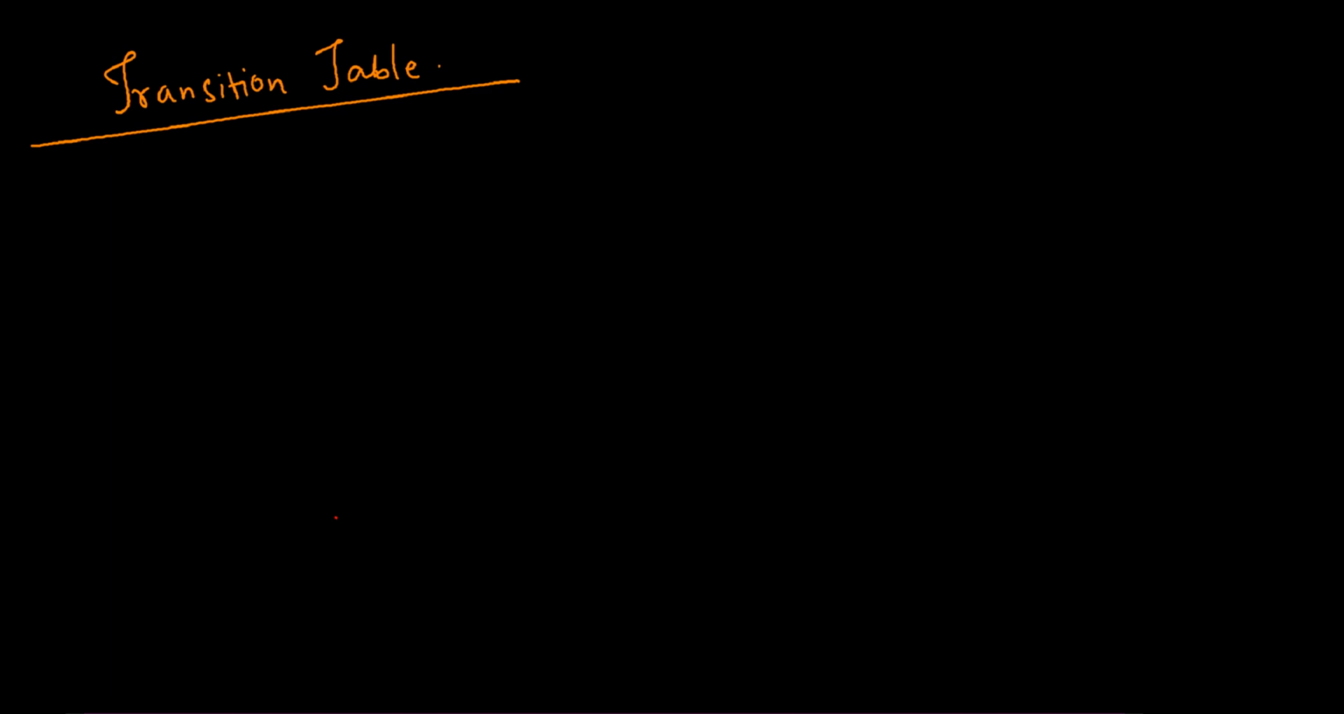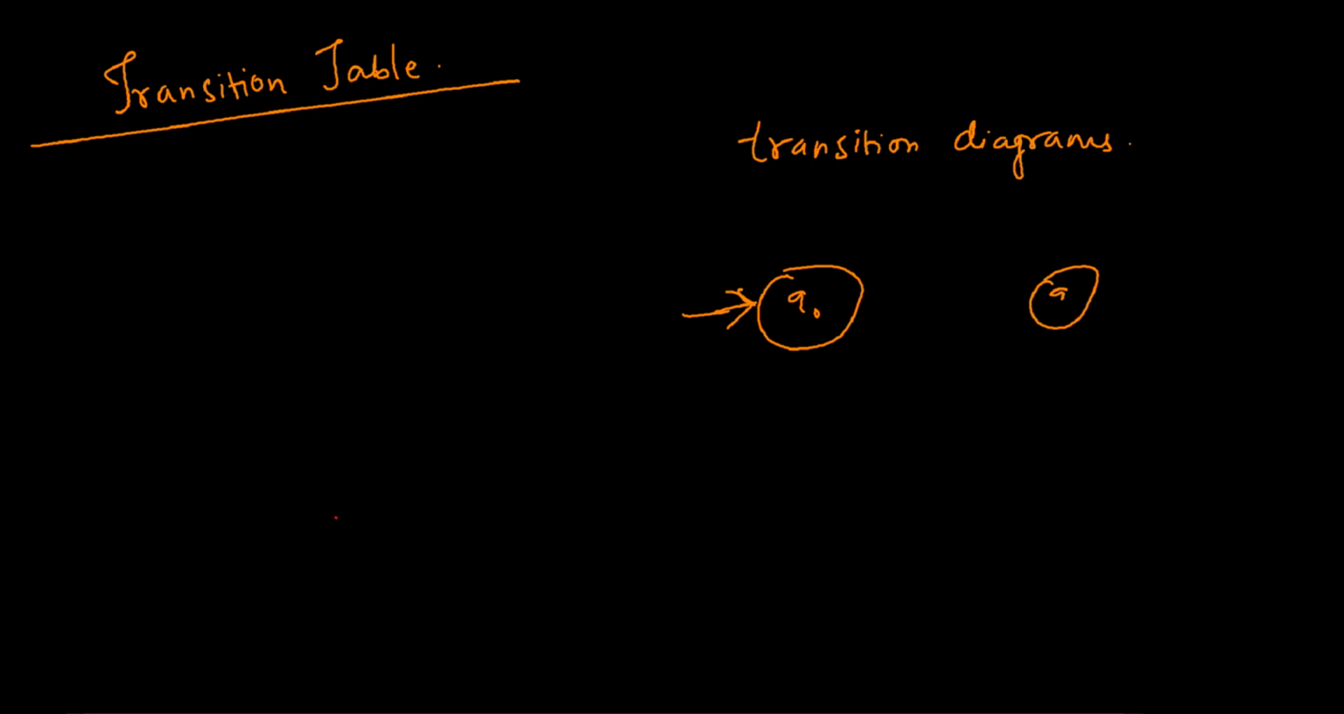While constructing DFAs, we have been drawing transition diagrams. So this is your Q0, this is your Q1, and going from one state to another, we represent it using an arrow originating from one state and going to another state, with a direction. This is called a transition diagram.